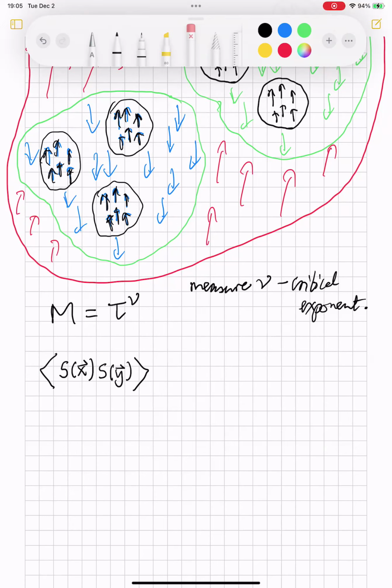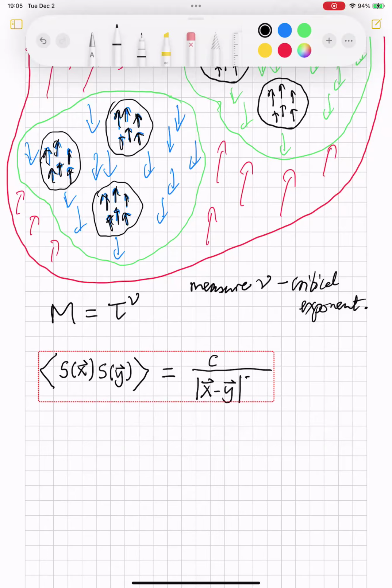Now, in a conformal field theory, if you calculate this correlation function, what does it look like? Well, it takes the following form. There's some constant. That's not very important. You can swallow that constant into a normalization of whatever field you're looking at, so in this case, the spin field. But what it looks like is the mod of x minus y, to some power 2 delta. So the correlation function looks like a constant over the mod of x minus y to the 2 delta. So delta sets the power law.